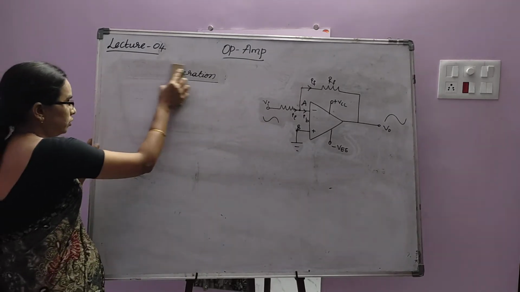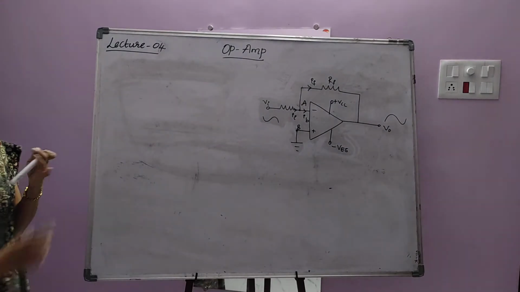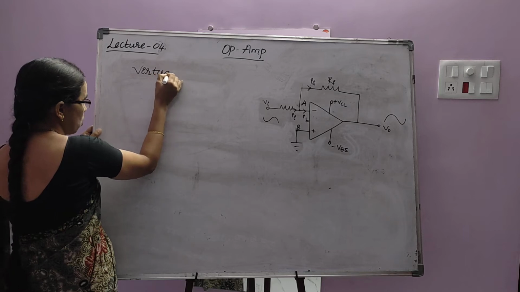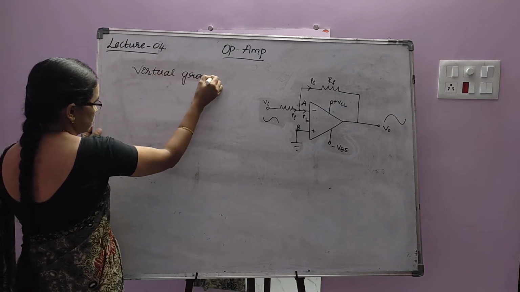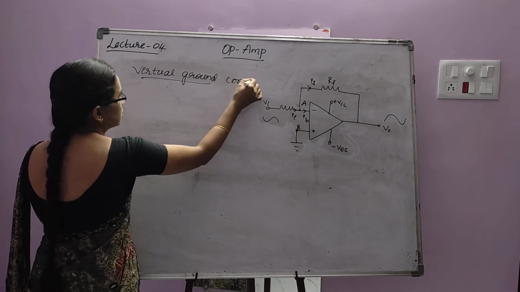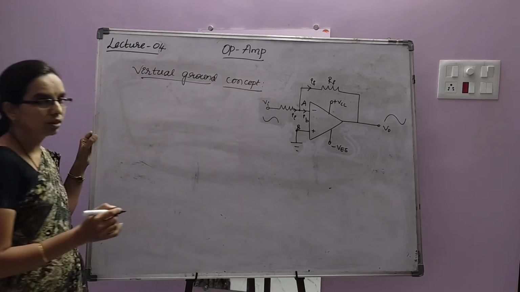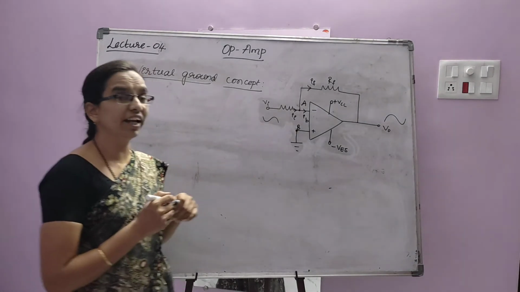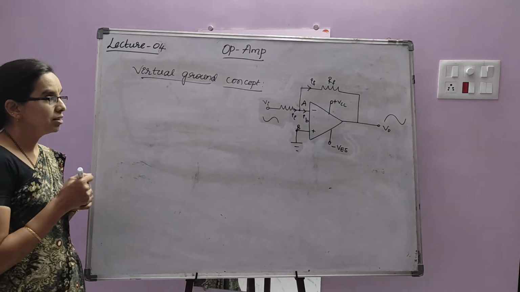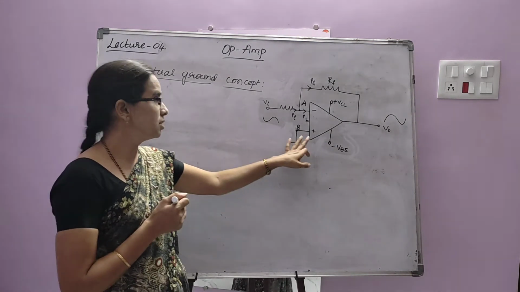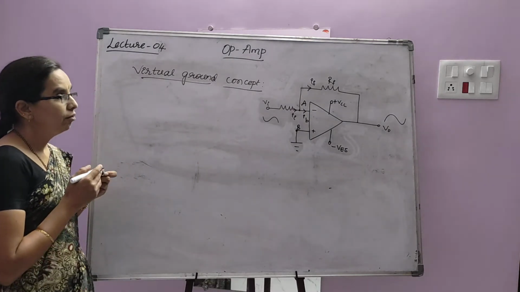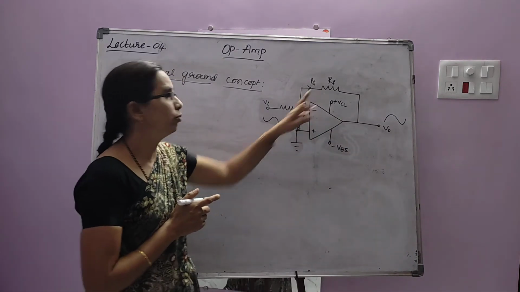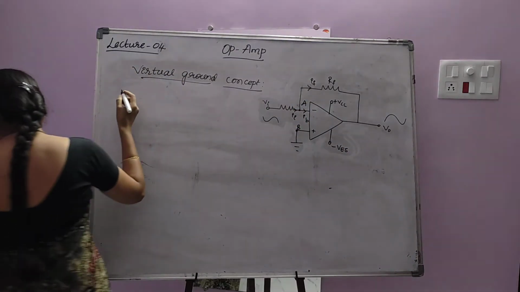Before going to the applications, let's understand an important concept, that is the virtual ground concept in op-amp. See, this is the circuit of op-amp with negative feedback. We are considering an ideal op-amp, where the output voltage is fed back to the input through a resistor RF.